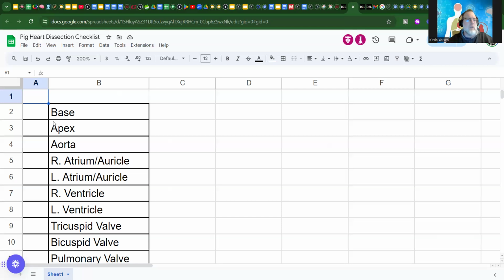All right, so anyway, when we look at the heart, the pericardium will be there, so we're going to remove that. And once we remove the pericardium, we'll notice the base and apex of the heart. Apex, of course, means point. So in this situation, the apex is going to be toward the bottom.